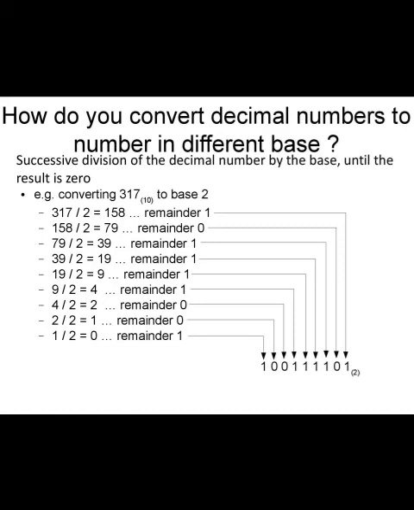So the decimal number 317 is equivalent to a binary number of 10011101.